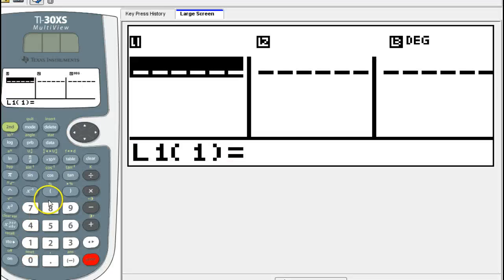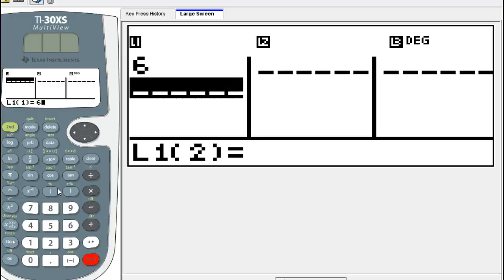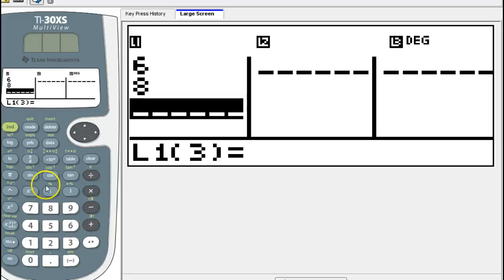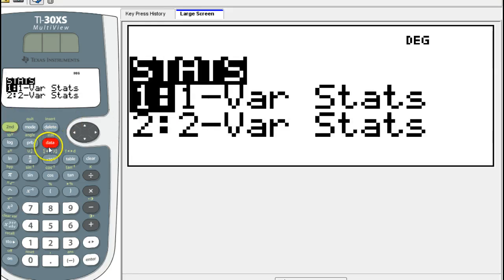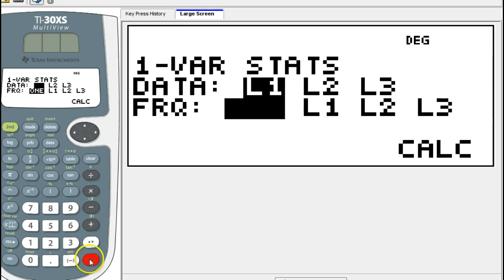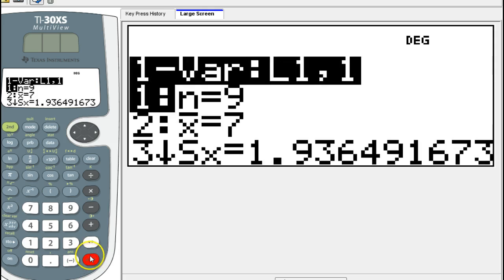All right, Destiny's going to read me the numbers for example 5. Go. 6, 8, 7, 5, 10, 6, 9, 8, and 4. All right, again, hit second, data, hit enter a few times until we get to this.